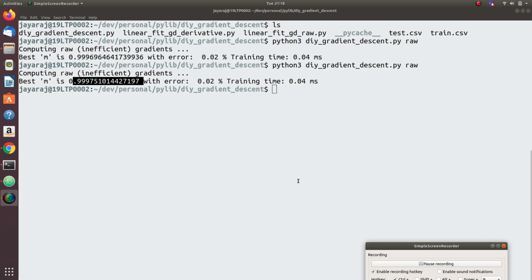So this is a very simple implementation of gradient descent, and this basic idea is used in a lot of different machine learning approaches. Gradient descent is today's workhorse in machine learning.